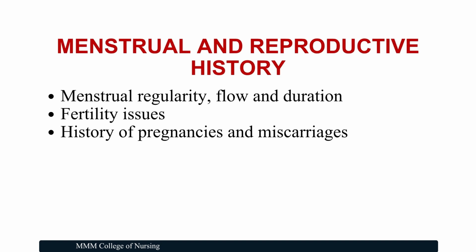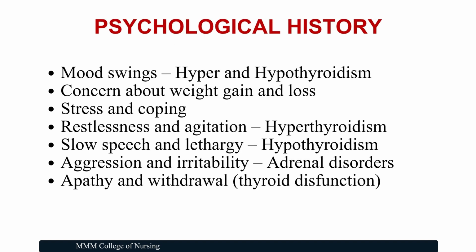And in females we have to ask about the menstrual and reproductive history. Irregular cycles always need an endocrine workup, and recurrent miscarriages should prompt a thyroid check. Infertility with irregular periods, and we have to think about PCOS. And the last one is psychological history.